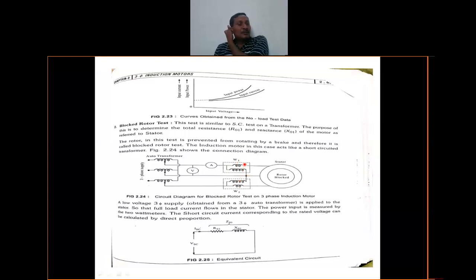So W1 plus W2 means total power. The total power the motor is taking is equivalent to the copper losses, stator copper loss and rotor copper loss. This is the main criteria. In the no load test, W1 plus W2 is the no load loss, that means iron losses. So in the no load test we can determine iron losses, and in the blocked rotor test we can determine copper losses, same as a transformer.